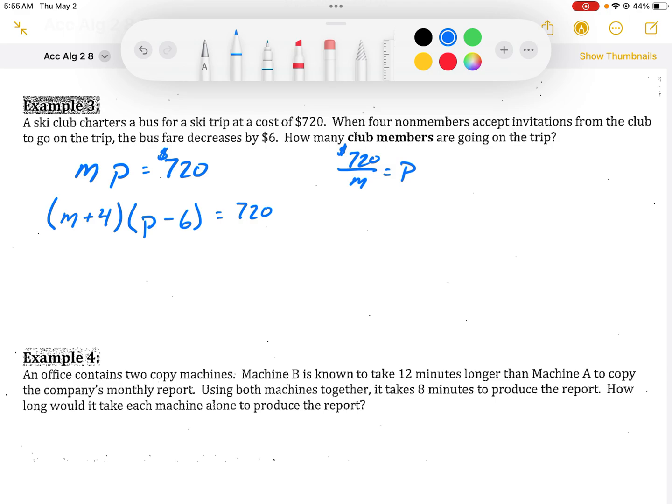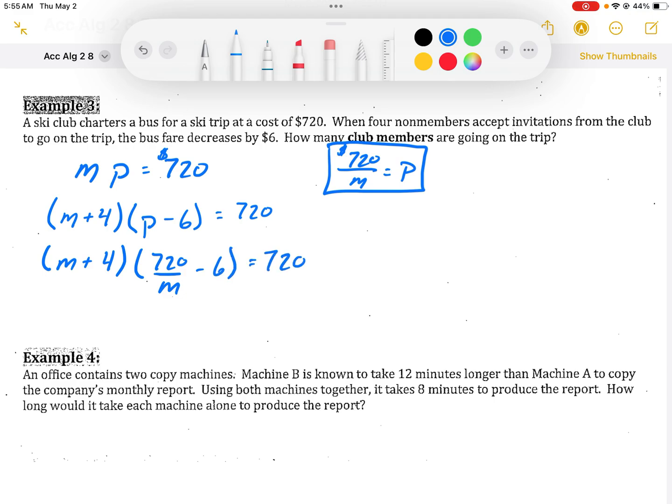So now we can take what P equals up here and replace P in the equation that we just wrote. So we have (M plus 4) times (720 over M minus 6) equals 720.